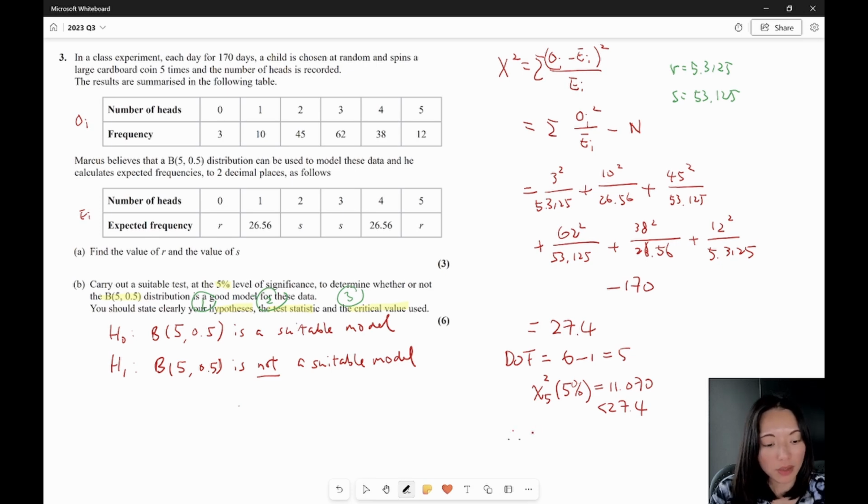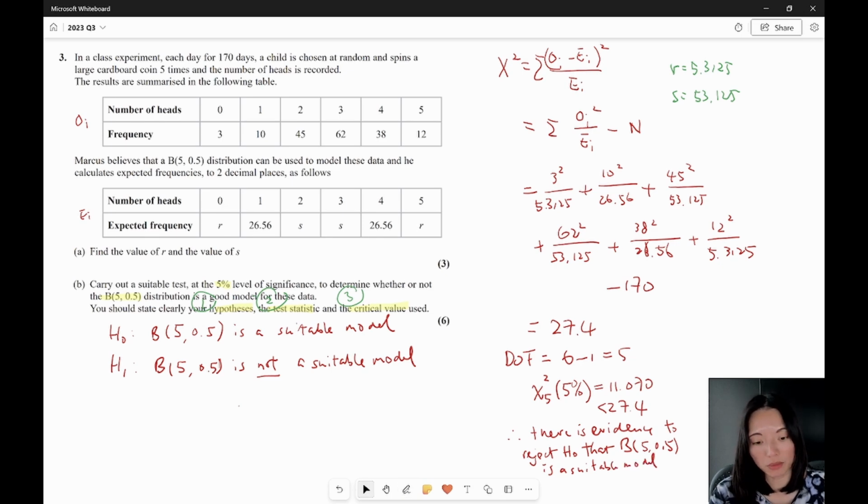Therefore, there is evidence to reject H naught, that the 0.5 is a suitable model, meaning that it's not a suitable model.